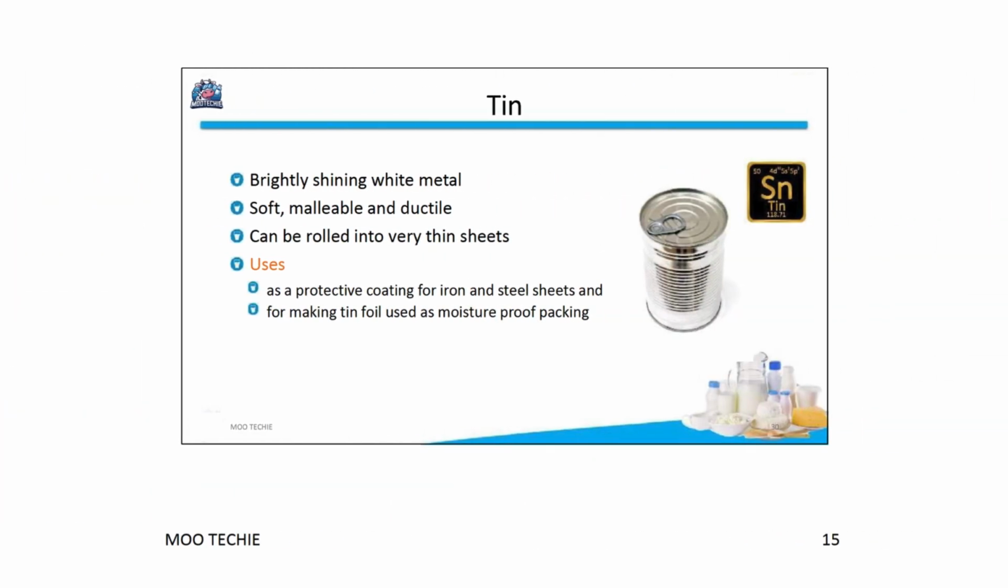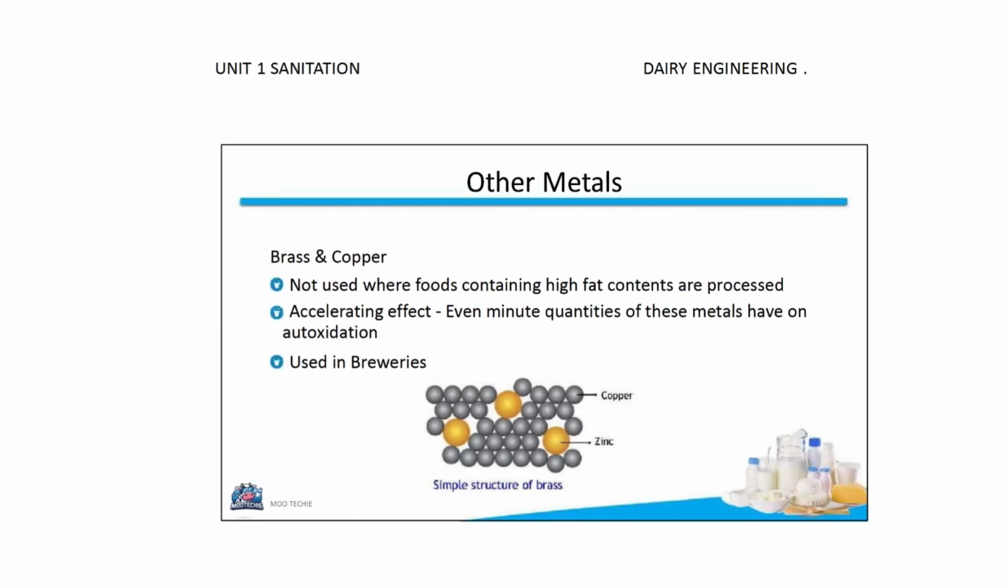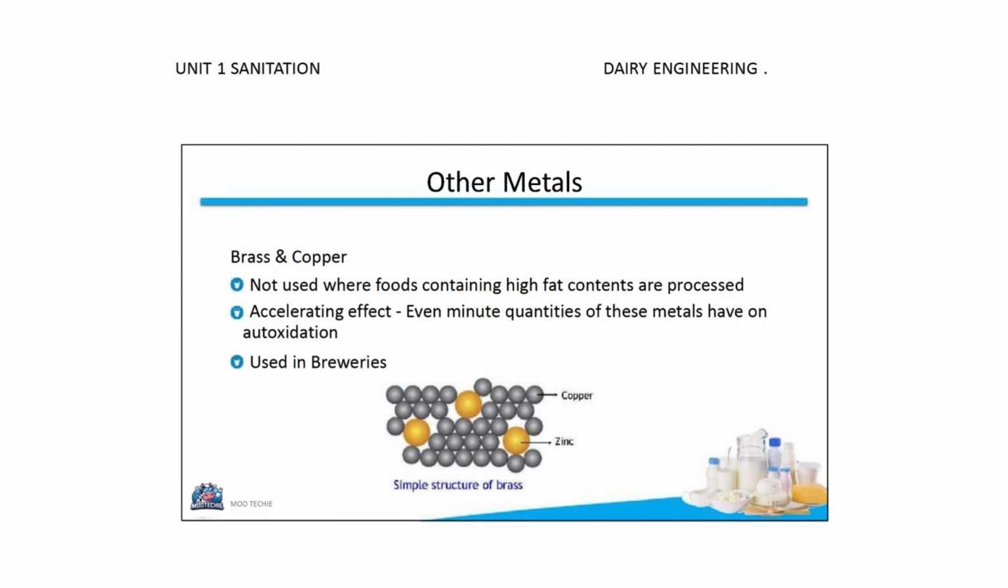Tin is a soft, malleable white metal used as a protective coating for iron and steel sheets and for making moisture-proof tin foil. Other metals like brass and copper are not used with high-fat foods because they accelerate oxidation. They are more common in breweries.